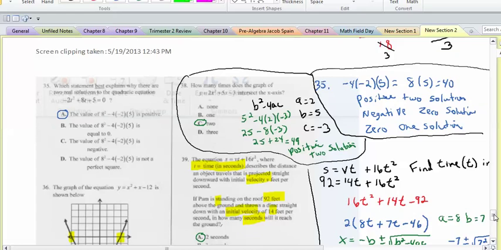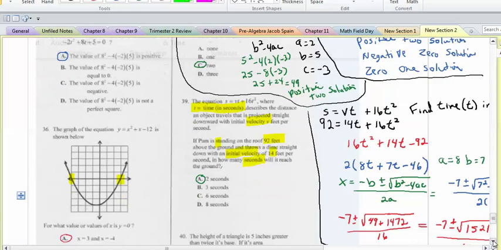Okay, 38 now. My 38, the work is done right here. How many times does a graph intersect the x-axis? It's the same type of problem. You're using the discriminant. So we got our A, B, and C. 25, and it's negative 8. Negative 8 times 3 is 24. We add it together, get 49. It's positive. It's two solutions.